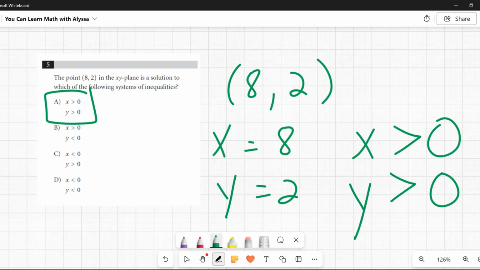Let me double check my other answers just to make sure I haven't missed anything. B, this right here, y is less than 0, that's wrong. C, x is less than 0, that's wrong. And D, both are less than 0, that's wrong. Confirmed, A is my answer.